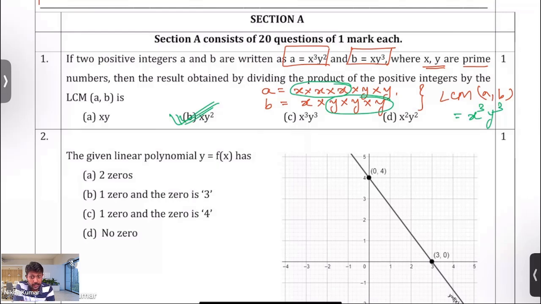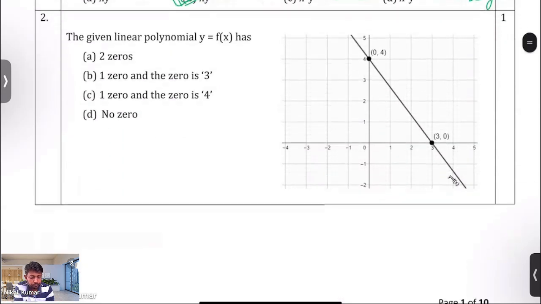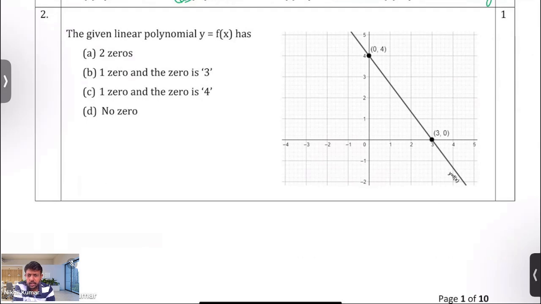Now we're going to look at the second question. Now the second question is really very easy. We don't have to work too much to solve this question. So we have a polynomial y is equal to f of x. Now this is the graph of the polynomial. We can see that the graph cuts the x-axis at how many points? It cuts the x-axis at 1 point only. That means how many zeros does the polynomial f of x have? Just a single zero, okay?